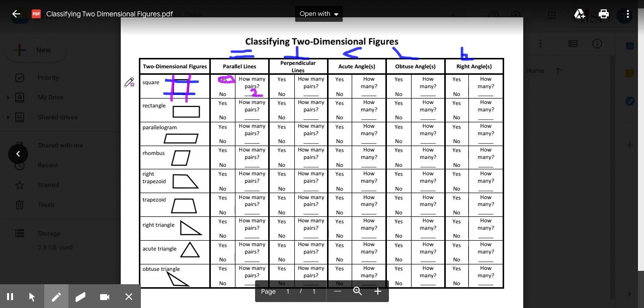The next thing it's asking you is whether there are perpendicular lines. So I'm going to erase this so you can see easier. Remember, perpendicular lines are two lines that meet and they form a right angle. So if you look here, you've got one here. Those two lines form a right angle. These two form a right angle. These two at the bottom form a right angle. And then these two at the bottom form a right angle. So the answer is yes, and there are four pairs.